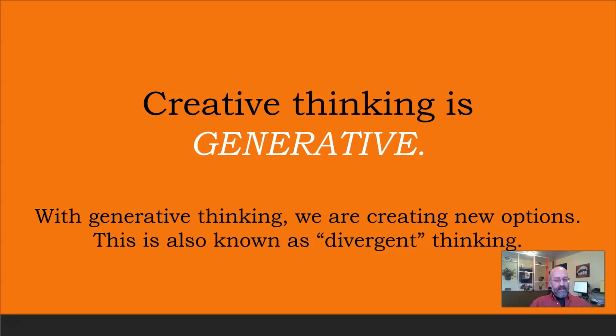Creative thinking is by its nature generative. It's all about generating new ideas, whereas convergent thinking or critical thinking is reductive in nature. Creative thinking is generative in nature, trying to create new options. Also, it is called divergent thinking. You'll run across that term sometimes.